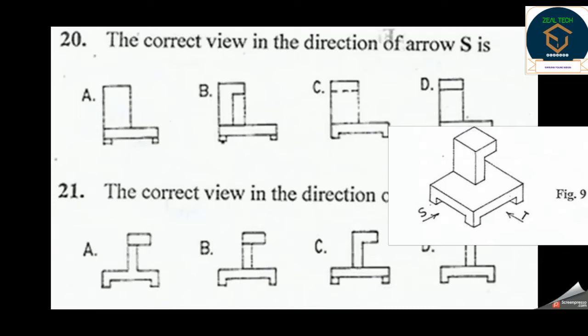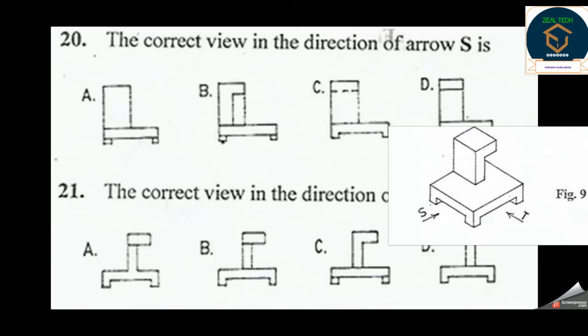Now, the correct view in the direction S, look at the direction where the S is. The correct view in this one is C. That's the correct view. If you look at it from the back, you won't see this part of the object. So it has to be a dashed line. This is the correct view for this object.